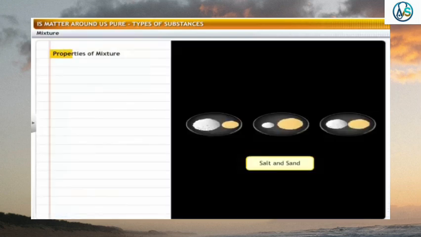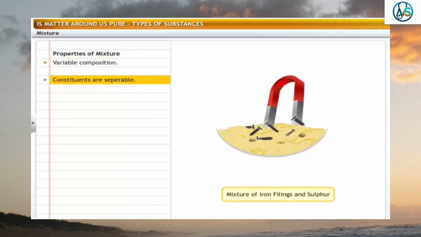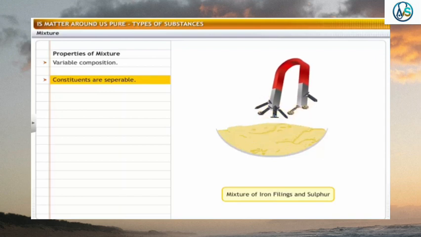Now, let's observe some of the properties of a mixture. There is no definite proportion in which the constituents of a mixture combine. For example, the mixture of salt and sand can be in any ratio. The parts of a mixture can be separated by physical means. For example, a mixture of iron filings and sulfur can be separated by using a magnet. When a magnet is placed in the above mixture of iron filings and sulfur, the iron particles are attracted by the magnet, while sulfur particles remain unattracted.